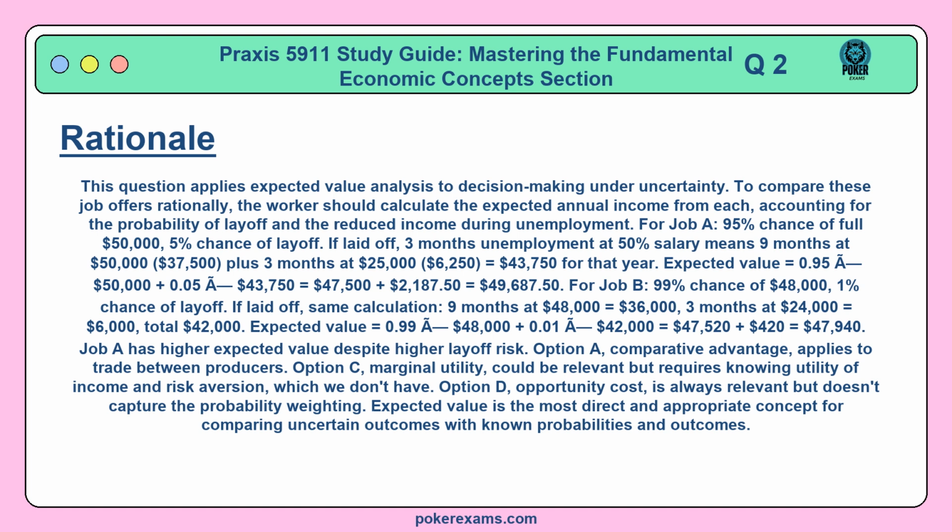Job A has higher expected value despite higher layoff risk. Option A, comparative advantage, applies to trade between producers. Option C, marginal utility, could be relevant but requires knowing utility of income and risk aversion, which we don't have. Option D, opportunity cost, is always relevant but doesn't capture the probability weighting. Expected value is the most direct and appropriate concept for comparing uncertain outcomes with known probabilities and outcomes.